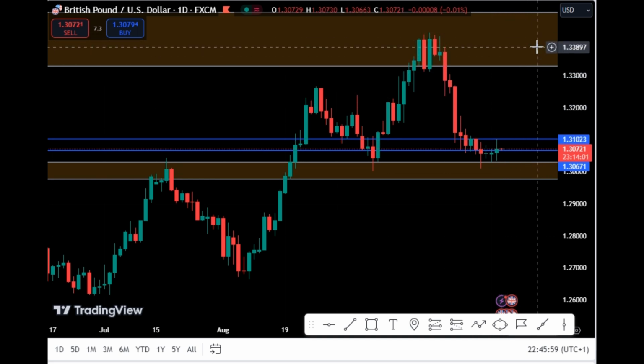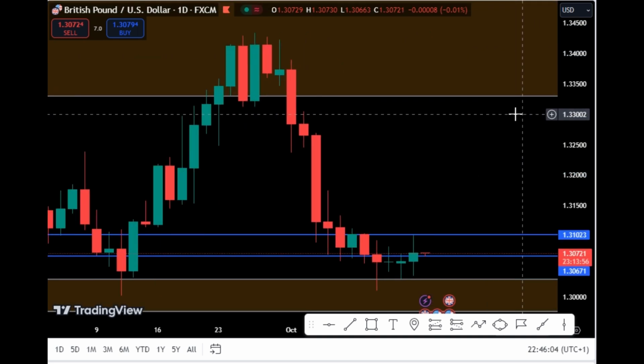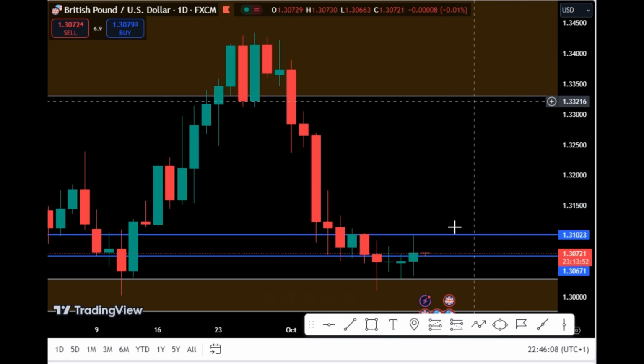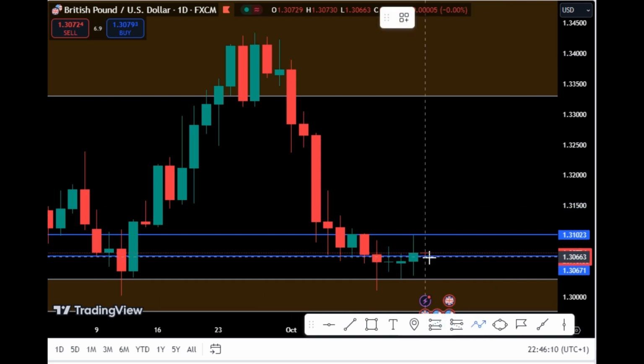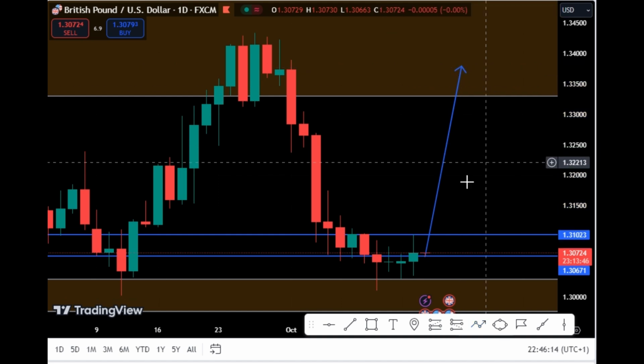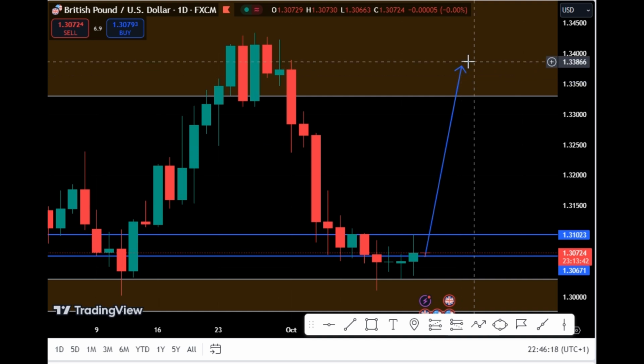So let's look at the weekly chart of the Great British Pound USD. Before we go to the weekly chart, we can see that we have a price run setup here already, telling us that the Great British Pound USD will be moving to the next weekly resistance level. So we expect price to move to this resistance level within this week or next week.